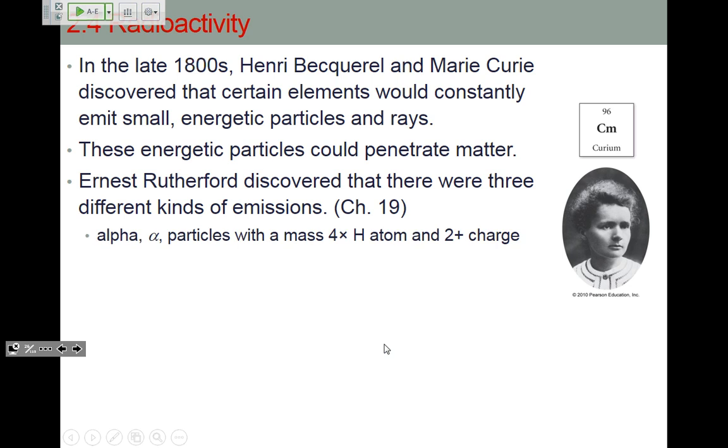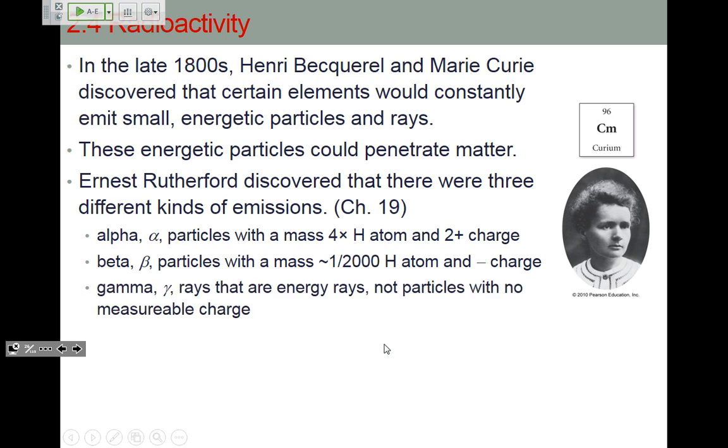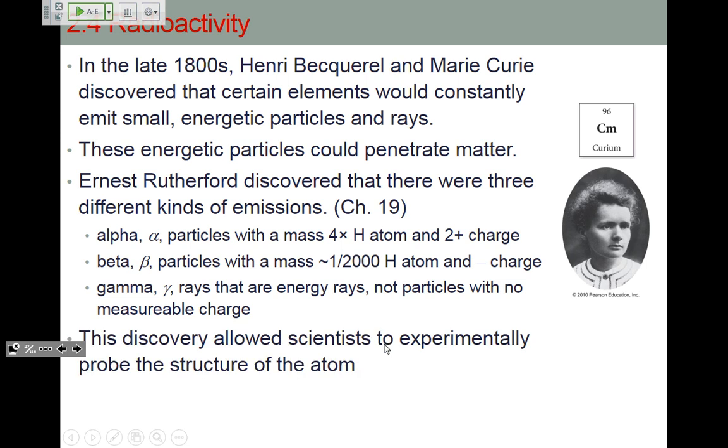So alpha particles have a mass that's 4 times hydrogen atoms, and they have a 2+ charge. Then there are beta particles with a mass of 1 divided by 2,000 hydrogen atoms and a negative charge. And then gamma rays, which are energy rays, not particles, and they don't have a measurable charge. But the big thing is that these things could penetrate matter, and this discovery allowed scientists to experimentally probe the structure of the atom.